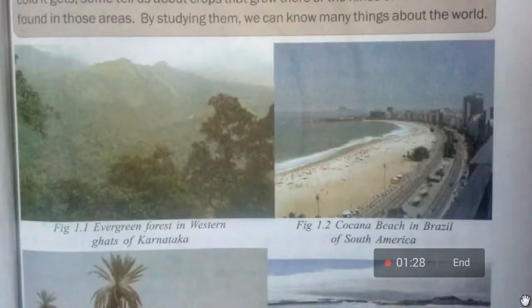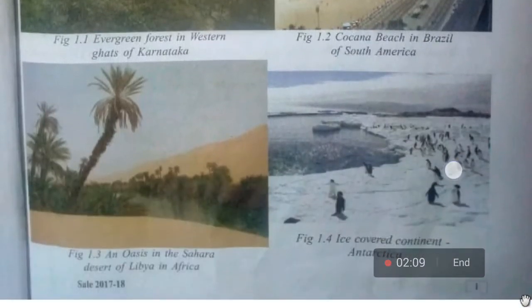Okay, see in this picture, figure 1.1, evergreen forest in Western Ghats of Karnataka. In our India, in the Western Ghats of Karnataka, there are evergreen forests. And see figure 1.2, Copacabana Beach in Brazil of South America. This map is showing Copacabana Beach. Where is it located? It is located in South America, in the country Brazil.